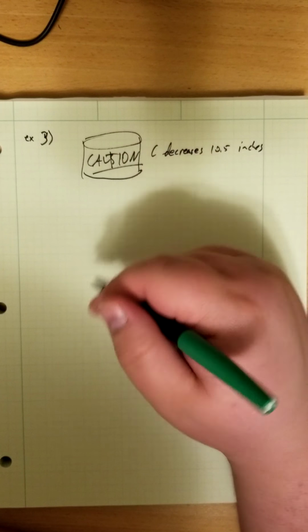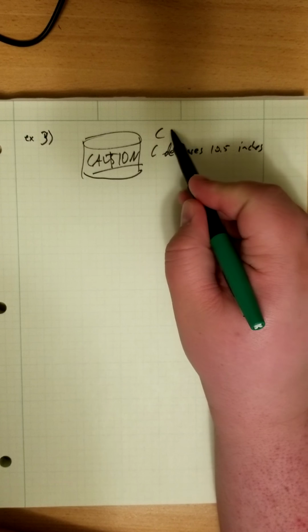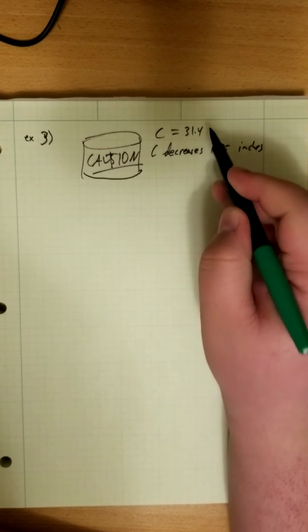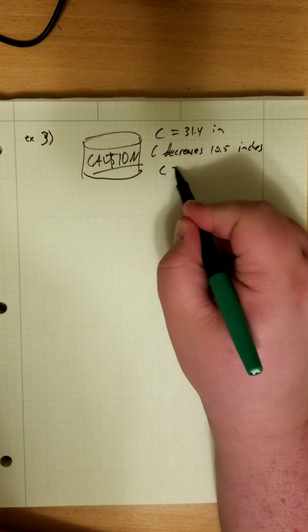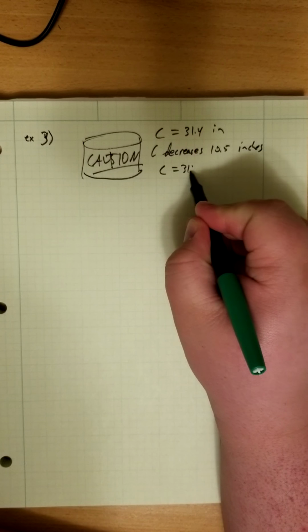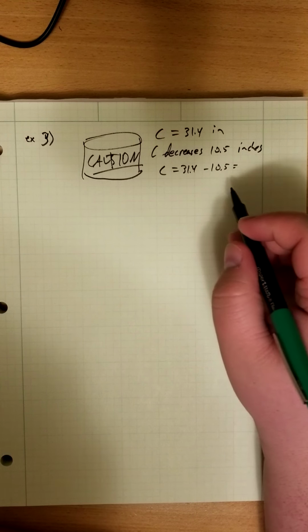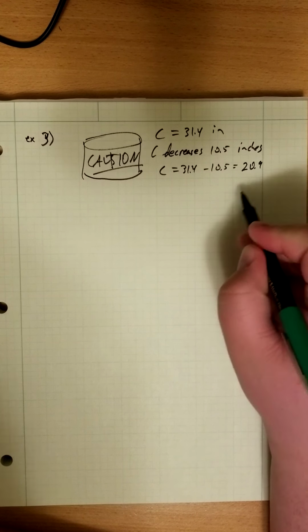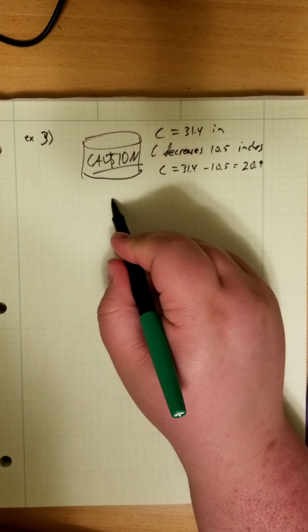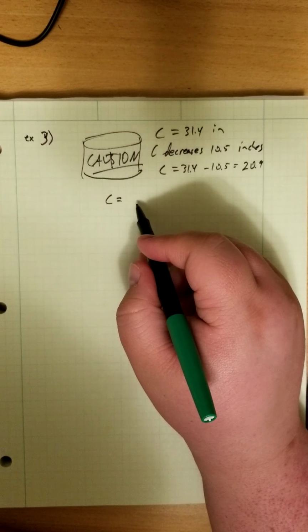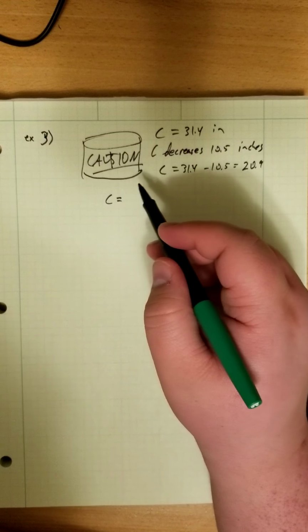Well, oh, sorry. The initial circumference was 31.4 inches. After it decreases 10.5, the new circumference would be 31.4 minus 10.5. That would be 20.9. So if I know that my circumference is 20.9, this question is asking for the diameter.